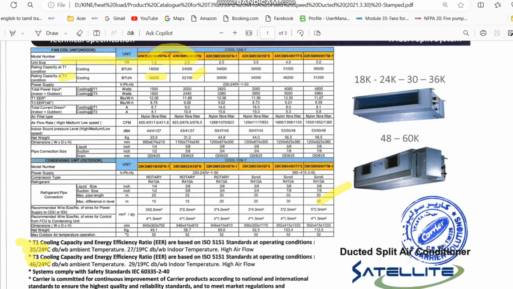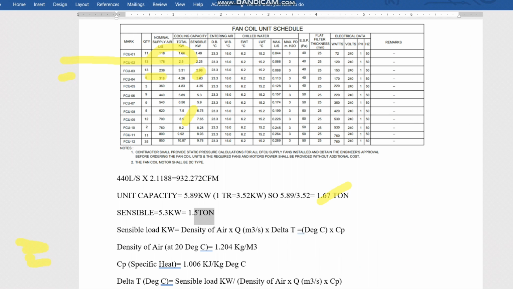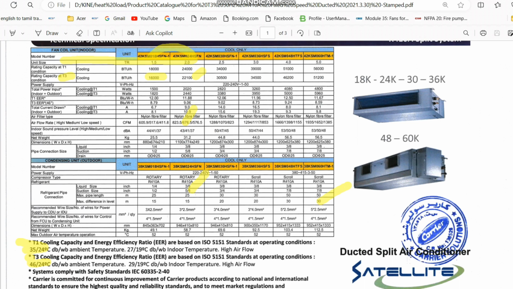But the problem is the airflow rate. Here it is 676.5 CFM, but what we need is 932.272 CFM. So this is really not complying with our requirement. We need 932 CFM.